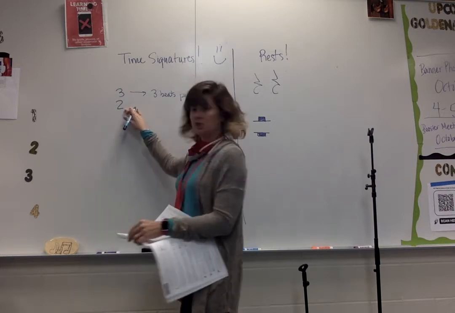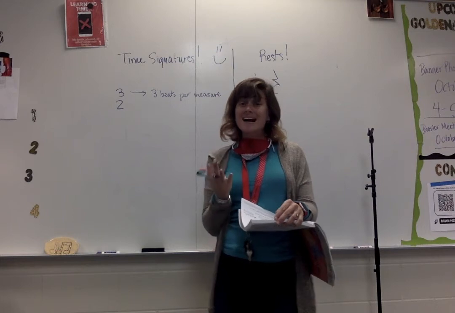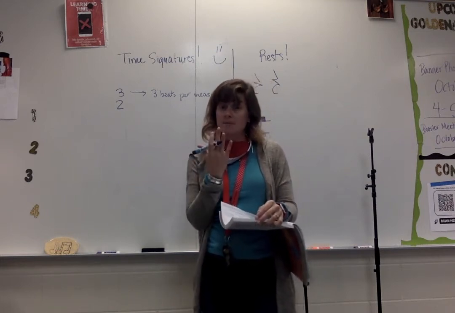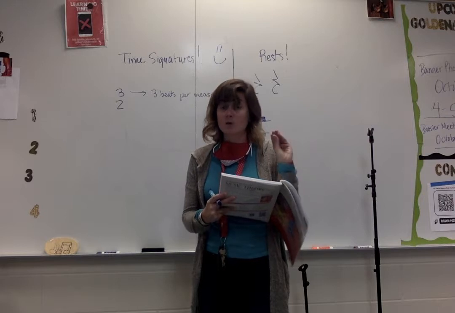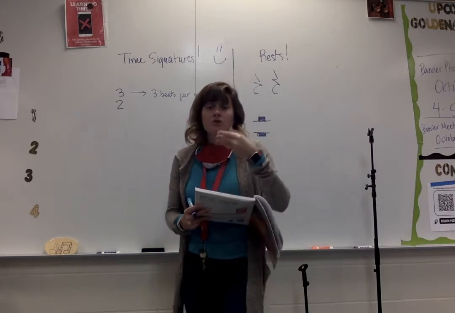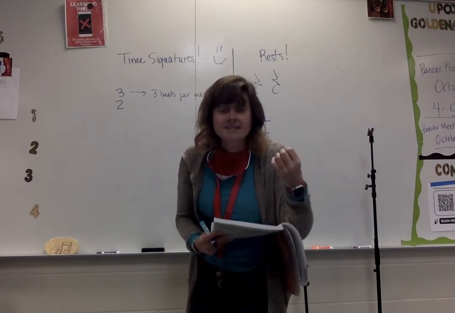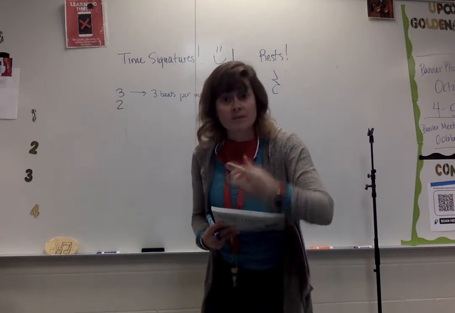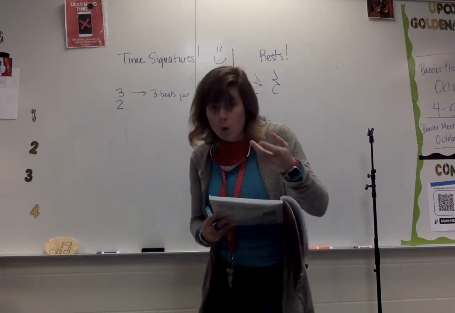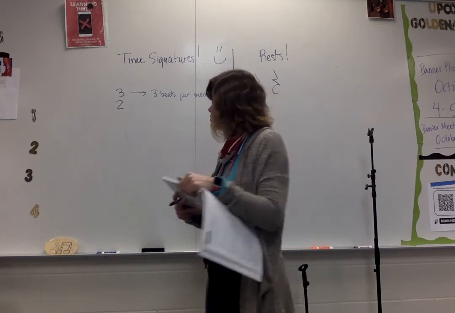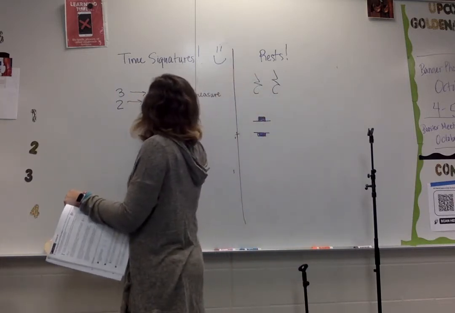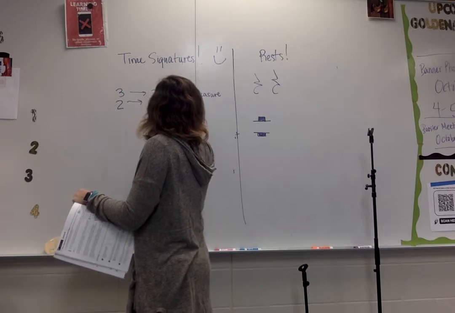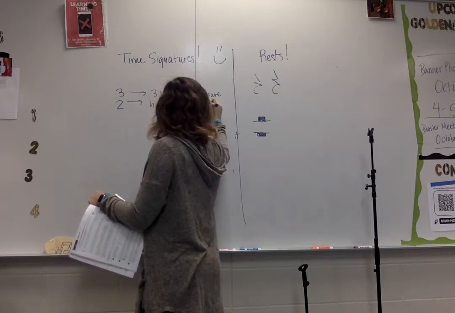The bottom note is a 2. That's telling us what kind of note receives 1 beat. So we have to use a little bit of logic here. If the 4 indicates that a quarter note receives 1 beat, the 2 is telling us what? It's telling us that the half note receives 1 beat. There's 2 halves in a whole. The half note receives 1 beat. So let me write that down. Half note receives 1 beat.